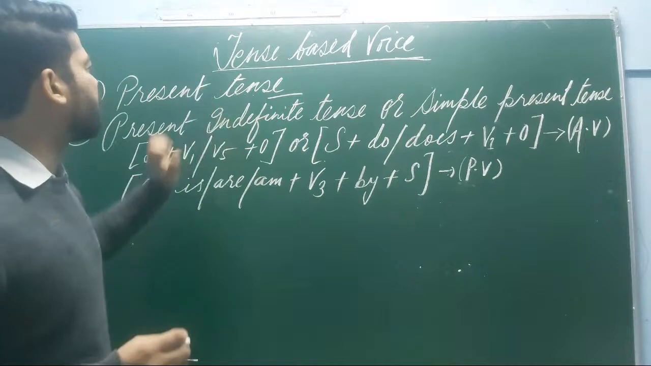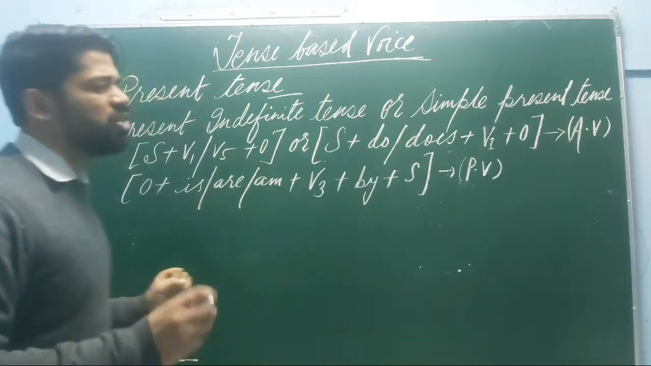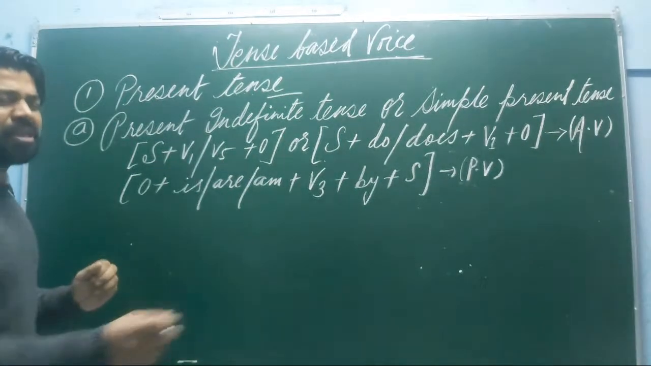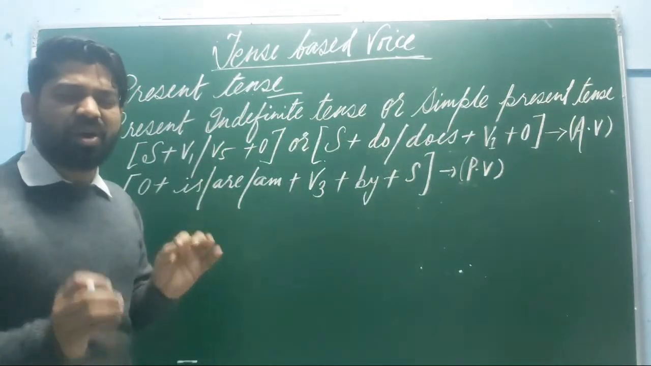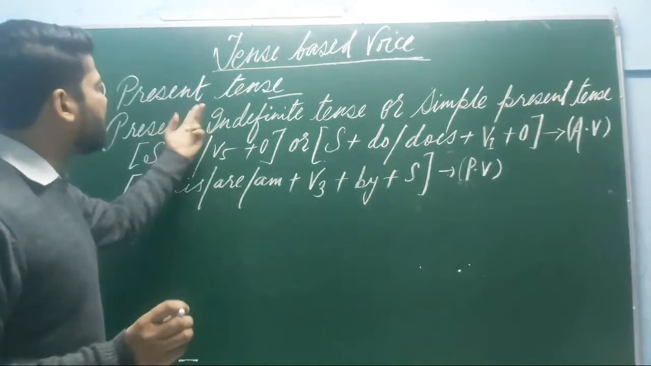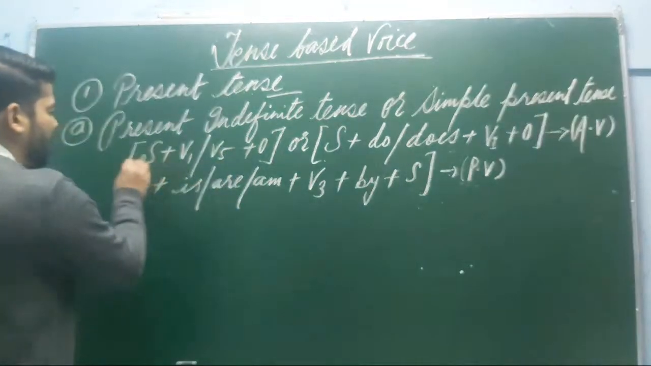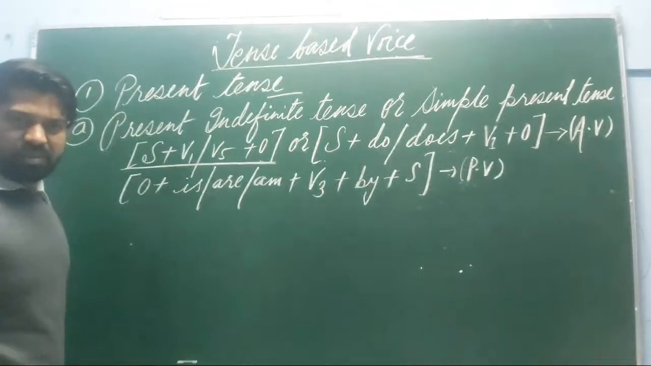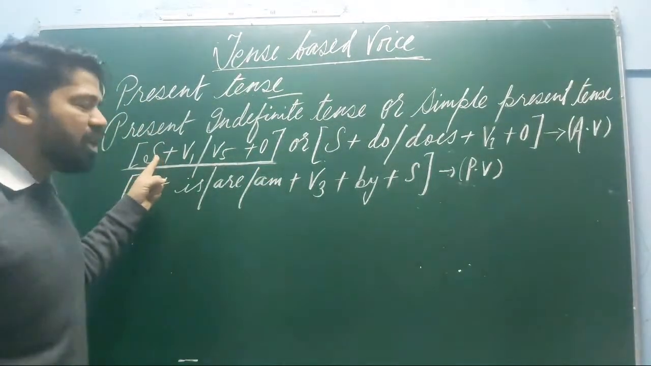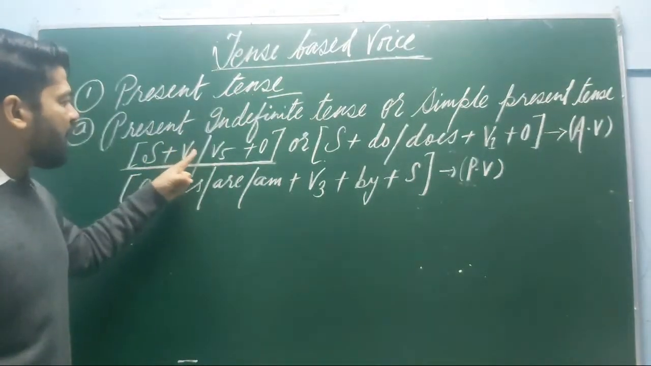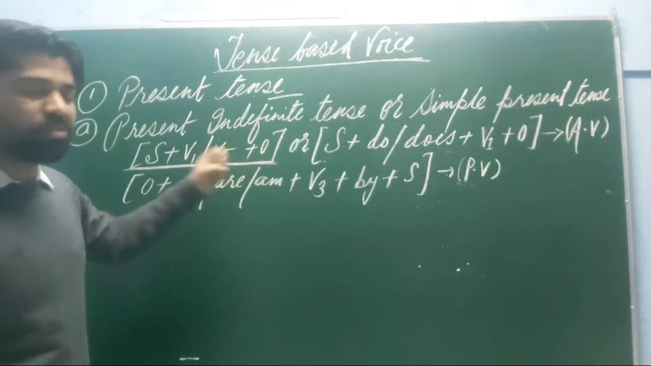As you are seeing, this is the present tense, and the first one of the present tense is the present indefinite tense or simple present tense, as you are quite aware. The structure is that all the sentences of the present indefinite tense in English grammar, wherever you write them, will be based fully on this structure: the subject, and after the subject the use of V1 or V5, and then last is the object.